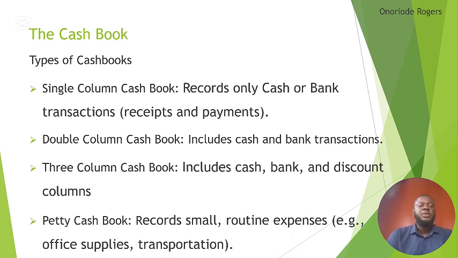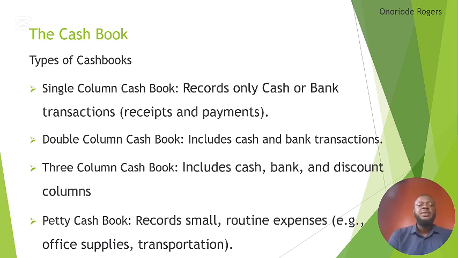The next one is the petty cash book. It records small routine expenses, e.g. office supplies, transportation. They just keep the money and say, okay, I don't want to be doing transfers. For this amount, I just agree that I'll be keeping 20,000 with my petty cashier, so that you'll be buying all these small items for the office. When the money gets to a certain level, it is reimbursed. When we get to the petty cash book, we will understand it much better.